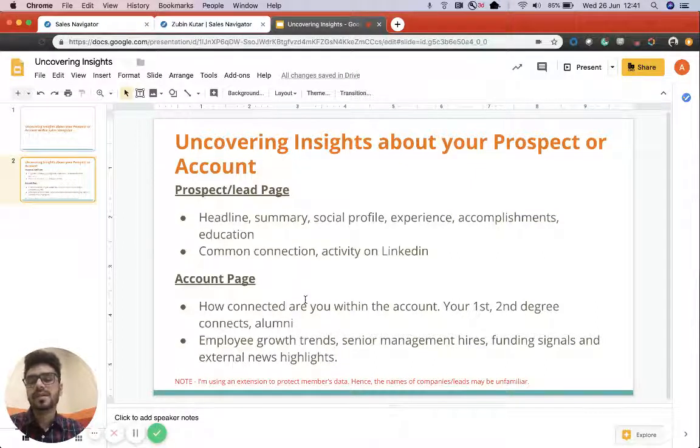On the account page, one, you get to know how connected you are within that account. Probably there are people that you went to school with, or your connections on LinkedIn that could be your first degree connections in that account, or your second degree, or probably your team members that are already connected there. And finally, some of the employee growth trends, senior management hires, and funding signals.